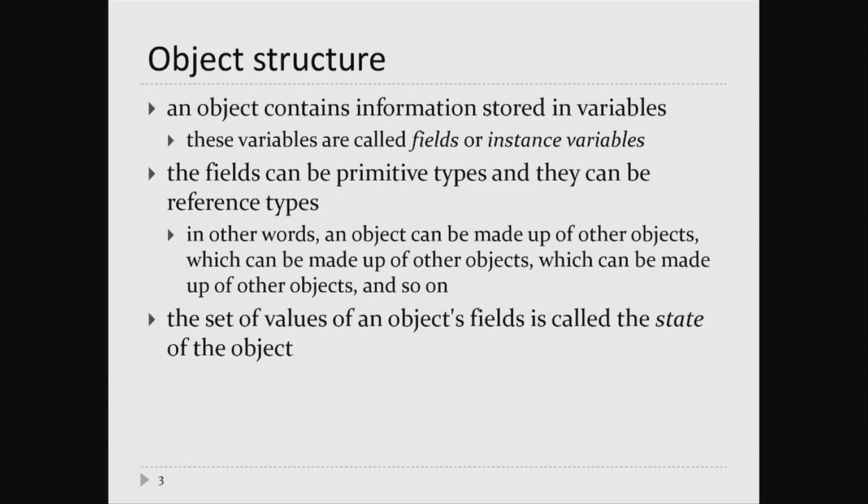The set of values of an object's fields is what we call the state of an object. So if an object has, say, two int values, and their values are 1 and 2, we say that the state of the object is the two int values 1 and 2. It's just the values of the fields.